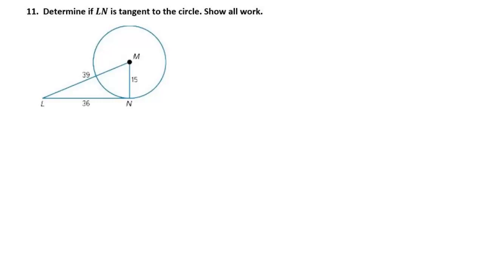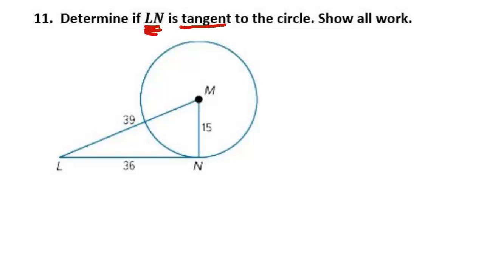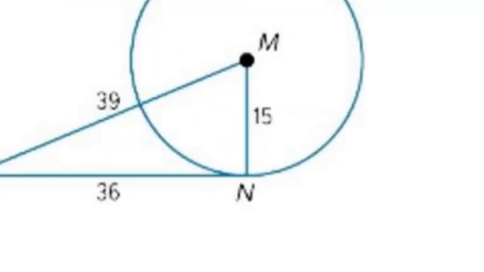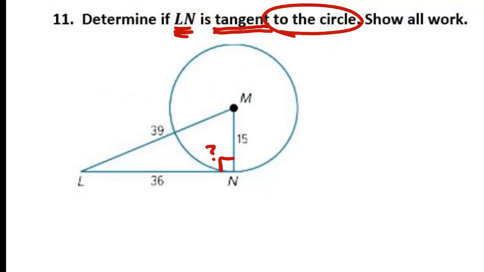Determine if segment LN is tangent to the circle. Tangent lines do what where they meet the circle? They touch. They form a 90-degree angle. So if it's tangent, then that'll be a right angle there. But I don't know if it's a right angle. That's what I'm trying to figure out. If that's a right angle, then it's tangent. If that's a right angle, then this would be what kind of triangle? It'd be a right triangle.